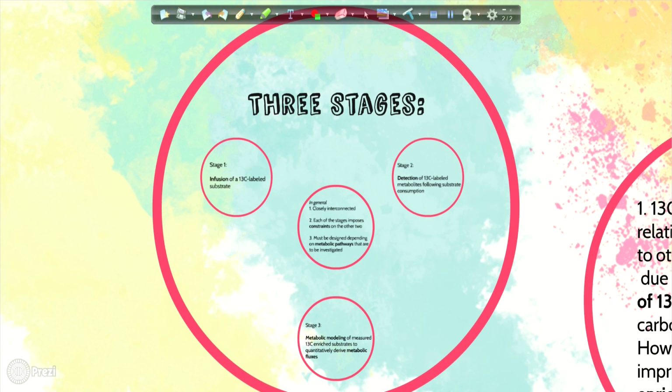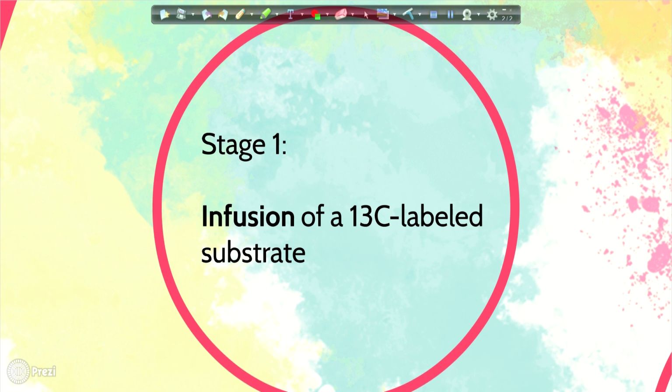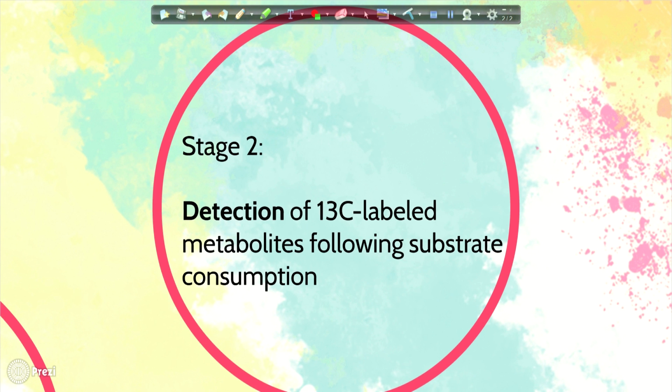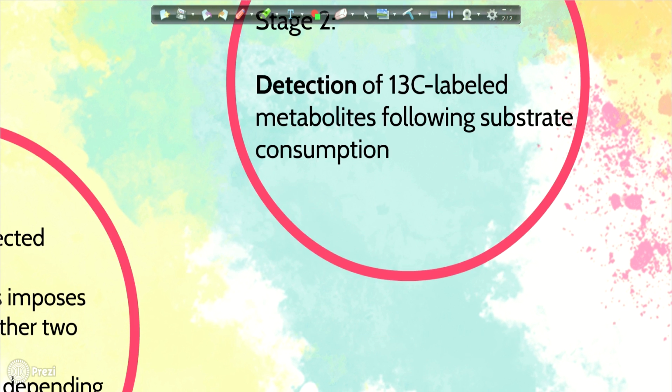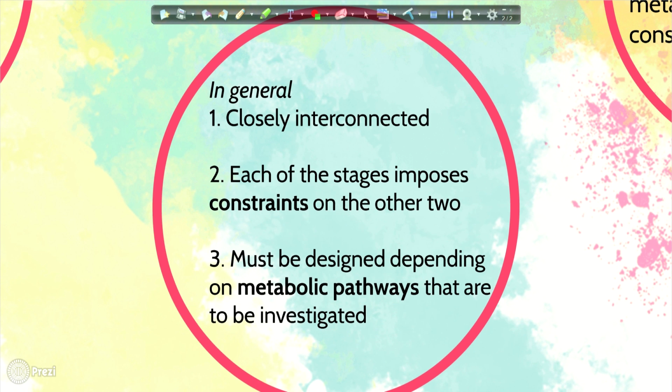And here are the three stages of NMR spectroscopy to study brain metabolism. The first stage is the infusion of carbon-13 labeled substrate. Next is the detection of carbon-13 labeled metabolites following substrate consumption. And the third one is the metabolic modeling of measured carbon-13 enrichments to quantitatively derive metabolic flux.